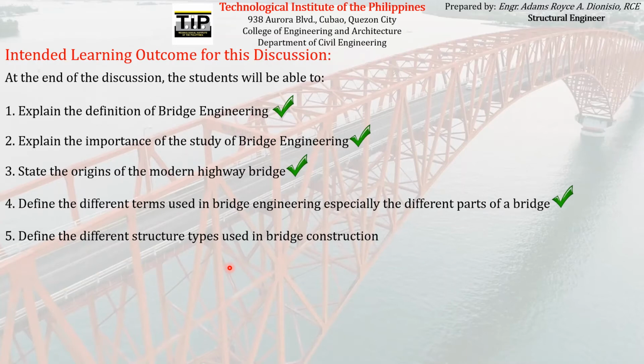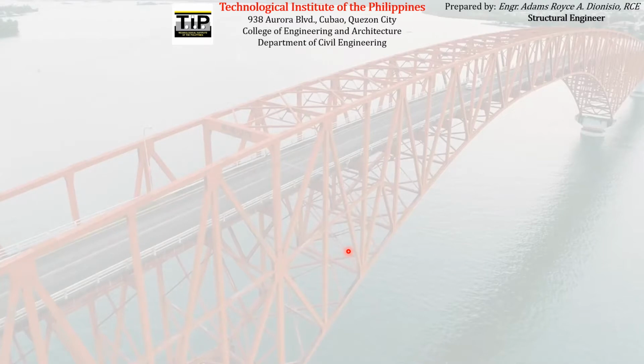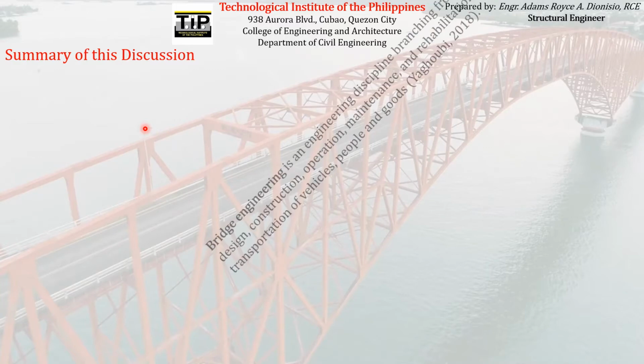So there, we are now done in addressing our fifth and last goal for this discussion, which is for you to be able to define the different structure types used in bridge construction. So just to summarize what we have learned on this discussion, let me review or have a recap of what we have learned on this discussion.